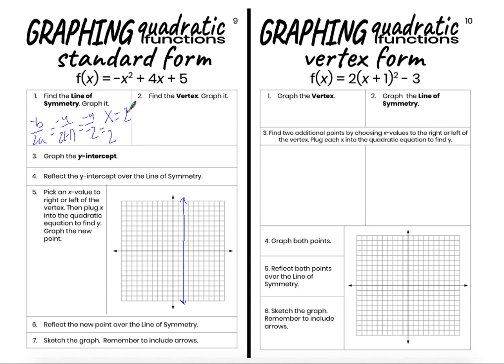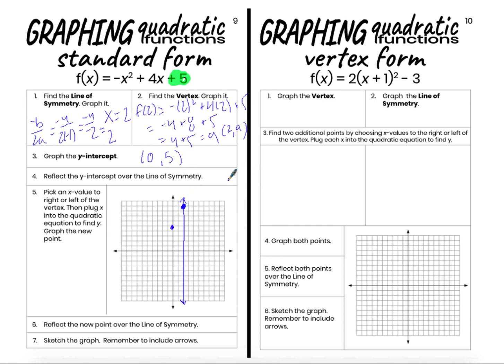Then we plug in 2 into our function rule, find f of 2 to find the y value of the vertex. So -2 squared plus 4 times 2 plus 5 is -4 plus 8 plus 5. -4 plus 8 is 4. So my vertex is x equals 2, y equals 9, and I can plot that point. There's my vertex. The y-intercept is very readily accessible to us just from the standard form function rule. It is 0, 5.